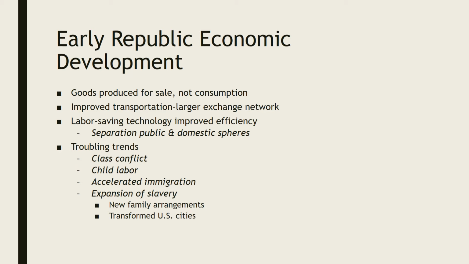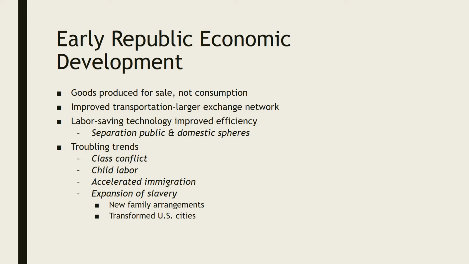So remember that a hallmark of this market revolution is that goods are now increasingly being produced for sale, not necessarily consumption. Obviously, you're going to be consuming it eventually, but the idea is that your average farmer is not simply producing only for himself and his family. He is mainly producing goods for sale and then consuming other finished goods. So that's a huge change.